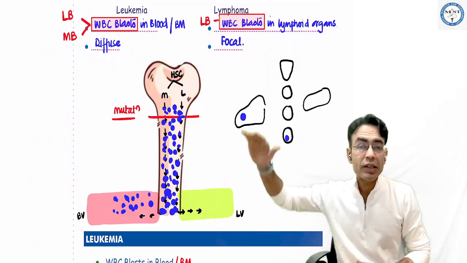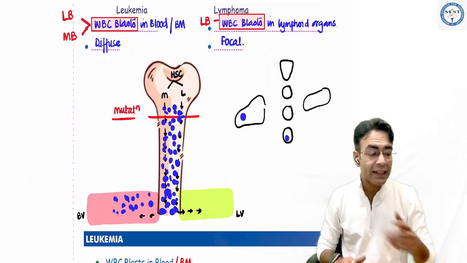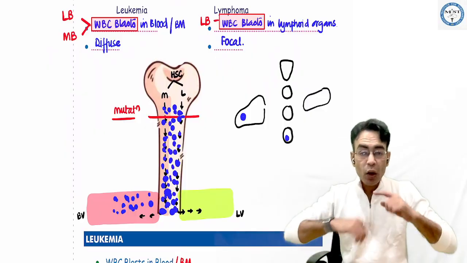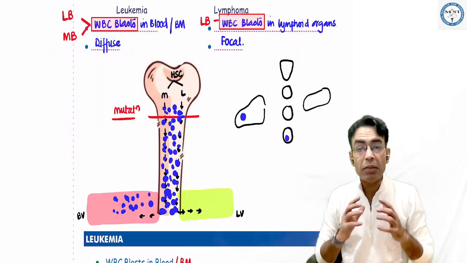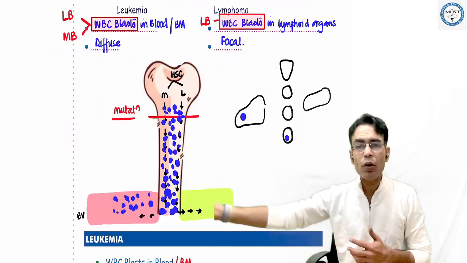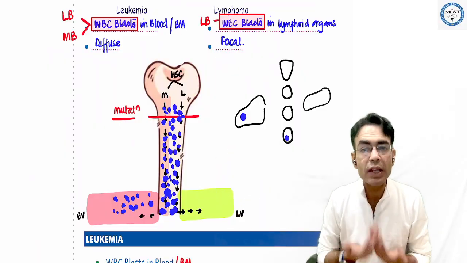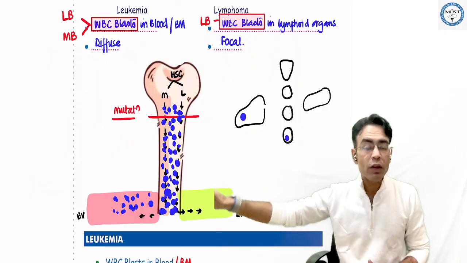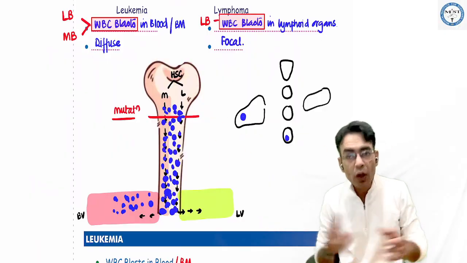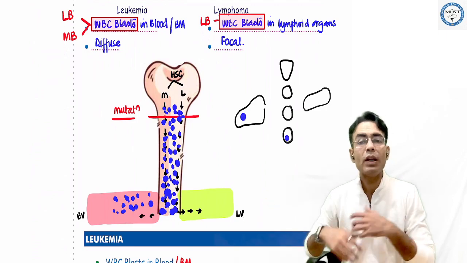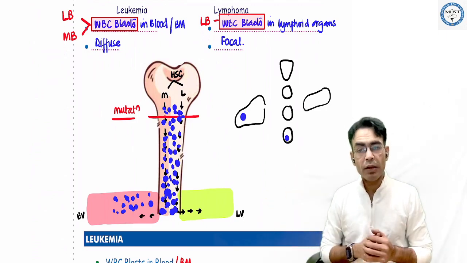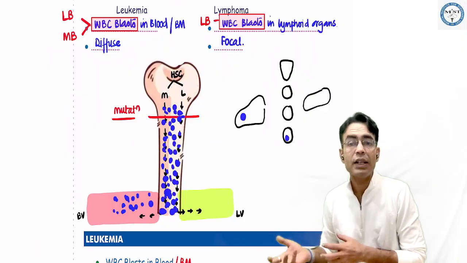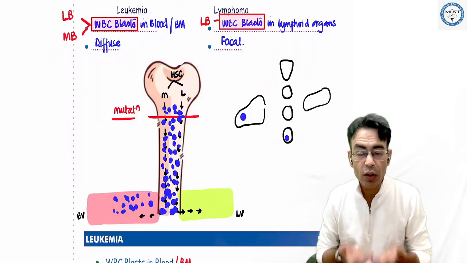In leukemia, the problem occurs in the bone marrow because of a mutation either in the myeloid or in the lymphoid lineage. These mutations can lead to proliferation of abnormal cells, the blasts, in the bone marrow. And when these blasts come out in the blood, you call it leukemia. If it's a myeloid mutation, the bone marrow will be filled with myeloid blasts, and these myeloid blasts come out in the blood. You call it myeloid leukemia. If it's a lymphoid mutation, lymphoid blasts will fill the bone marrow and come out in the blood. You call it lymphoid leukemia.